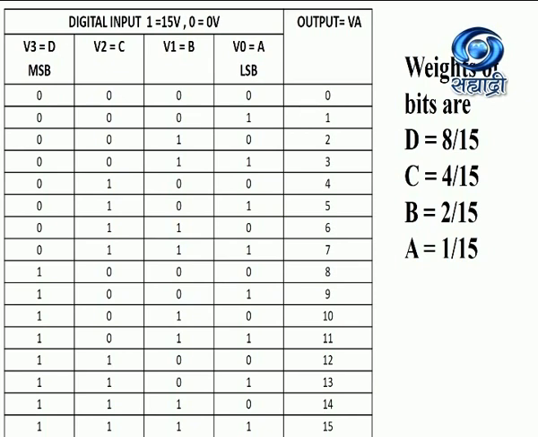So when we apply this truth table, that is the applied input bits from 0, 0, 0, 0 to 1, 1, 1, 1, because it has 16 levels from 0 to 15. According to the applied inputs, we will get the output. So the output is always in analog form, that is measured in volts. That's why we will get 0, 1, 2, 3, 4, 5, 6, 7, 8, 9, 10, 11, 12, 13, 14 and 15.